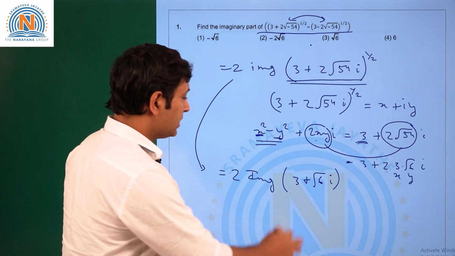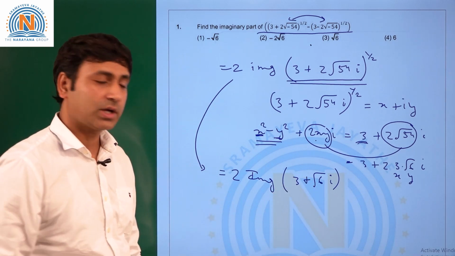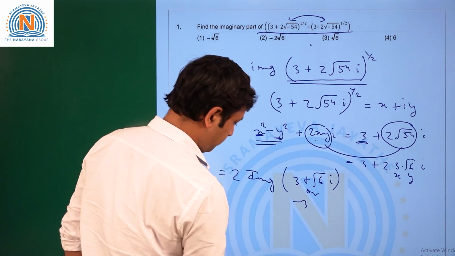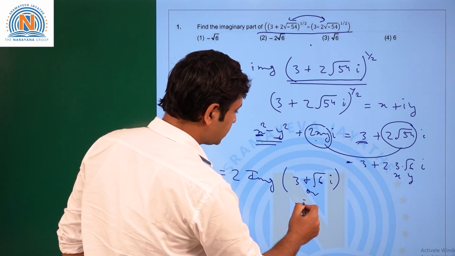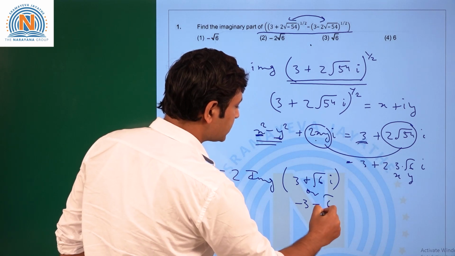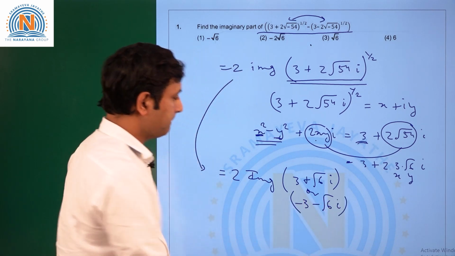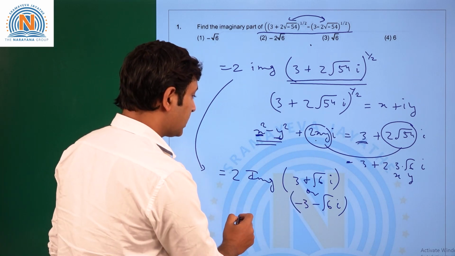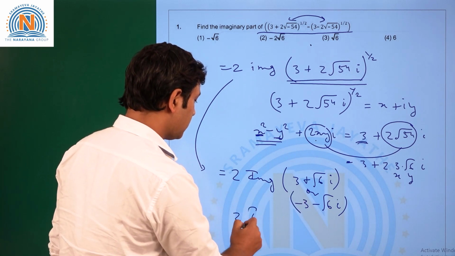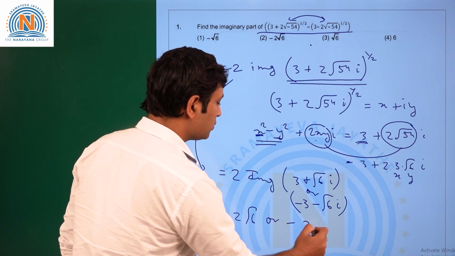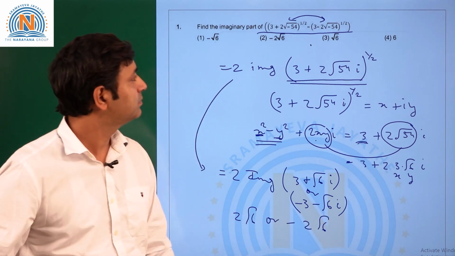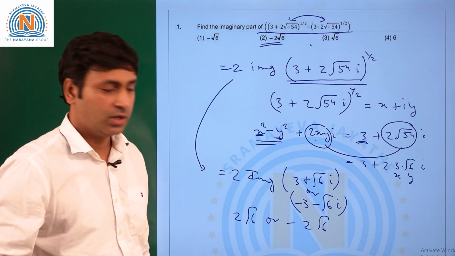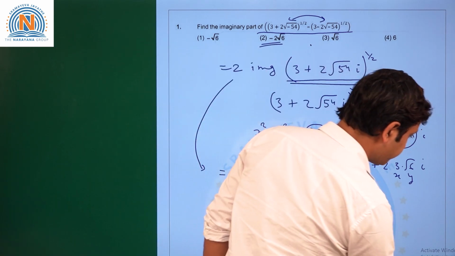Again, bear in mind that this can be 3 plus root 6 iota or minus 3 minus root 6 iota, which means twice the imaginary part can be 2 root 6 or minus 2 root 6. Here we have minus 2 root 6. We'll mark that. Moving on to the next question.